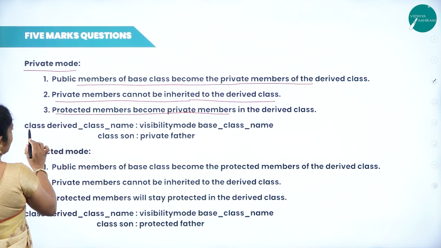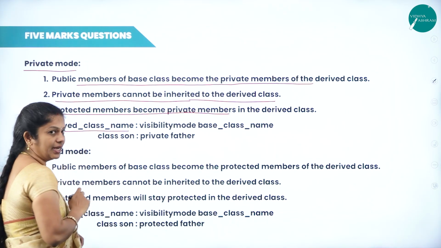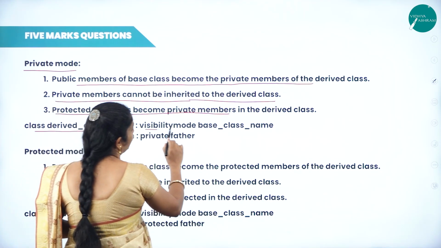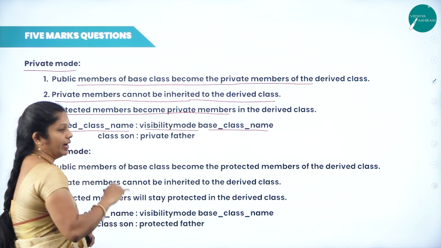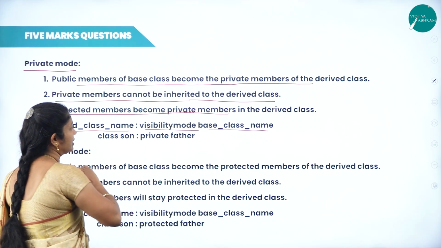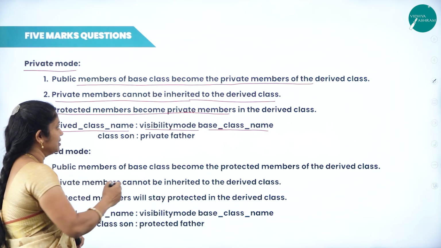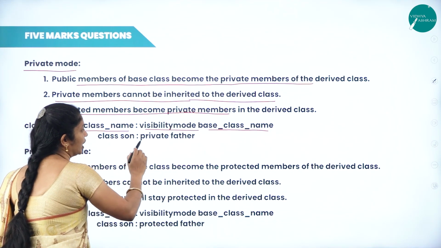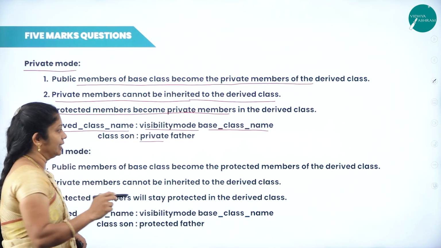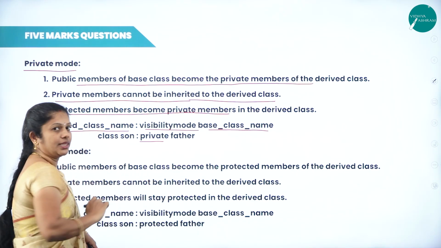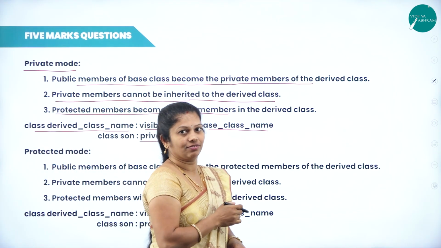While writing the syntax, write class, then the derived class name, then colon, visibility mode, then the base class name. If I write private, then the properties of father will not be accessible in son. That means this visibility mode controls the access specifiers of the members of the base class in the derived class.